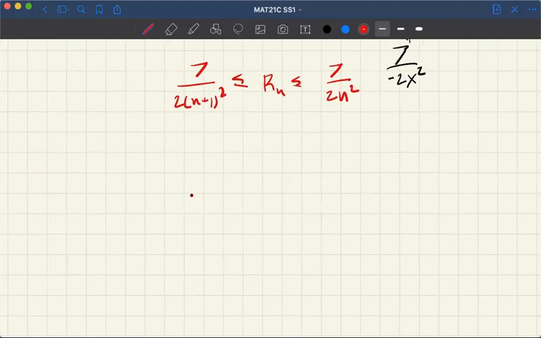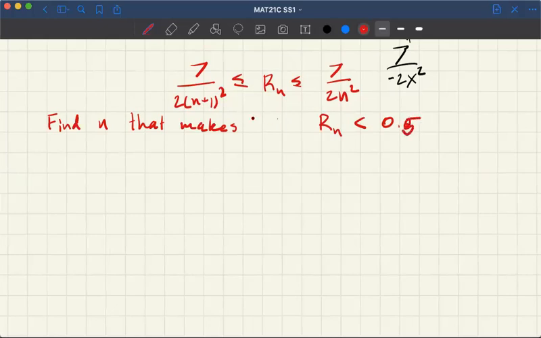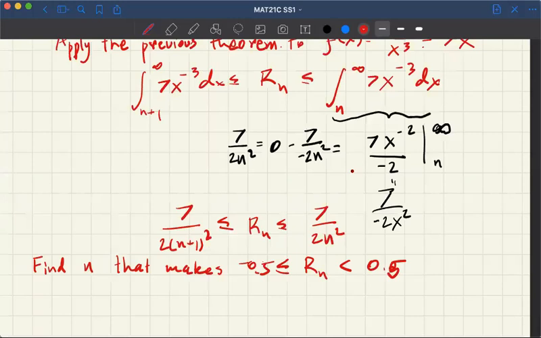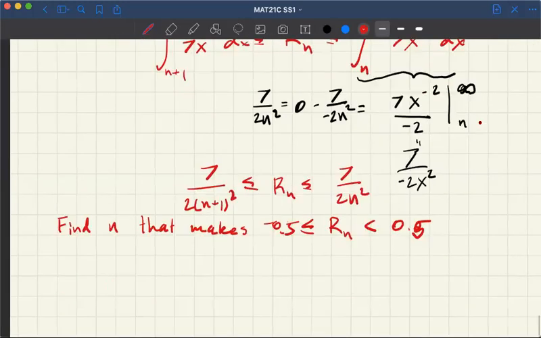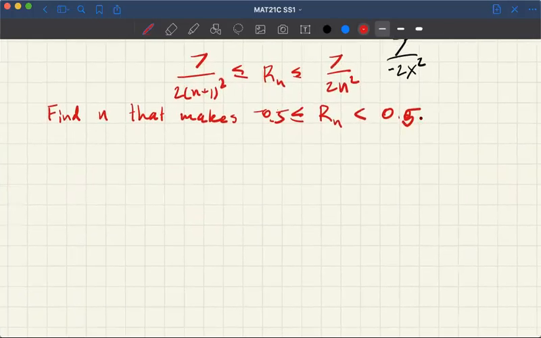Okay. Let's find n that makes Rn between 0.5 and minus 0.5, right? Remember that this is what we want to show. Okay.